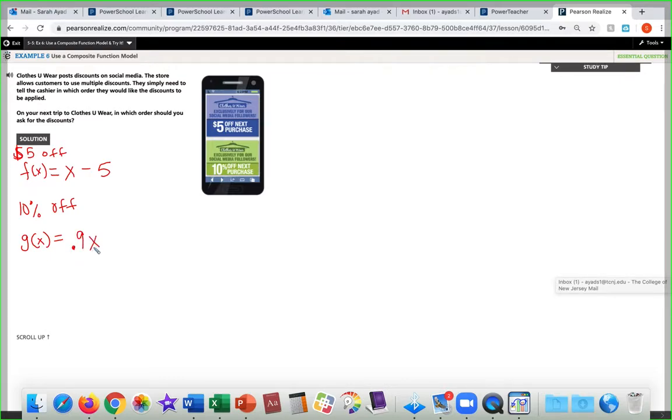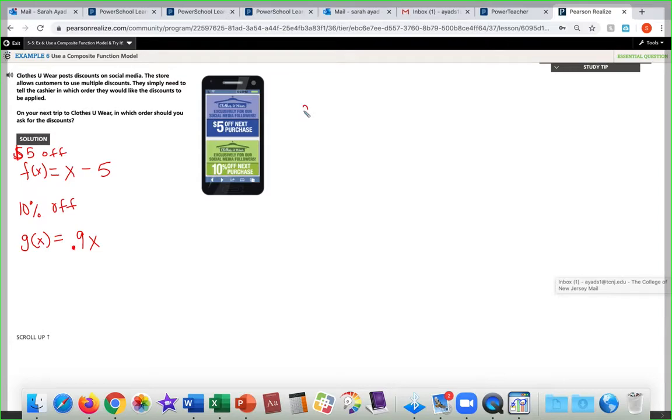0.9x, right? Again, let's make it easy. If my shirt is $10, I'm only paying $9 because I'm paying 90% of it. I'm taking $1 off because $1 represents 10% of my shirt. So if I said, okay, 25% off, then I'm paying 75%. So I'd be 0.75x and so on. So here we have f of x and g of x representing two different types of discounts. Now the question is, which is going to save me more money?